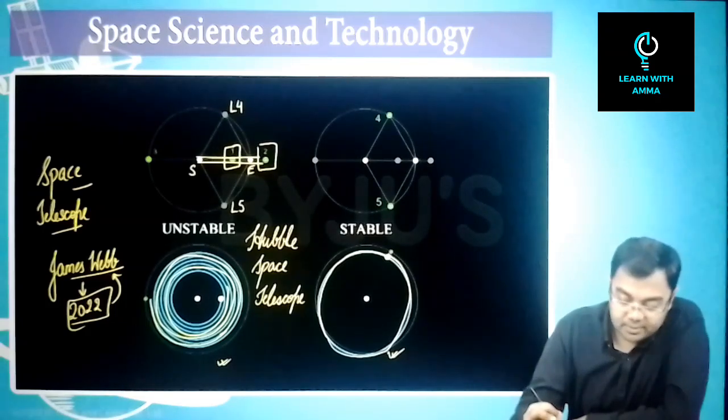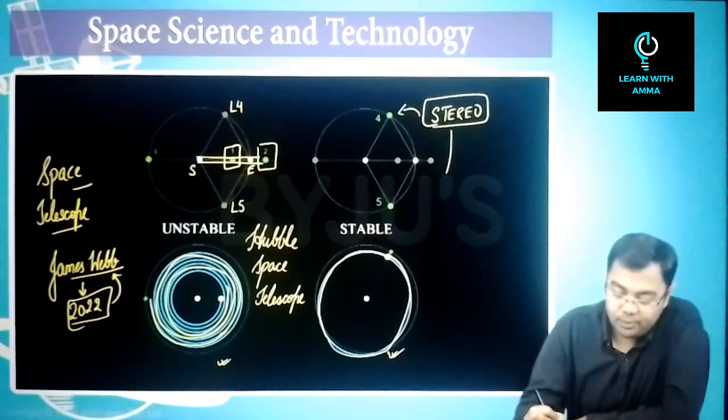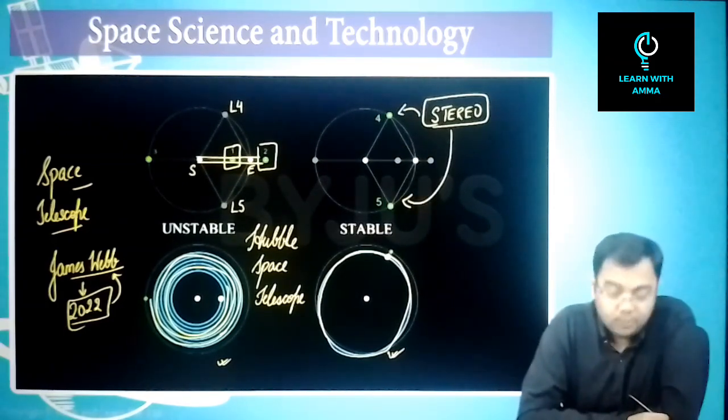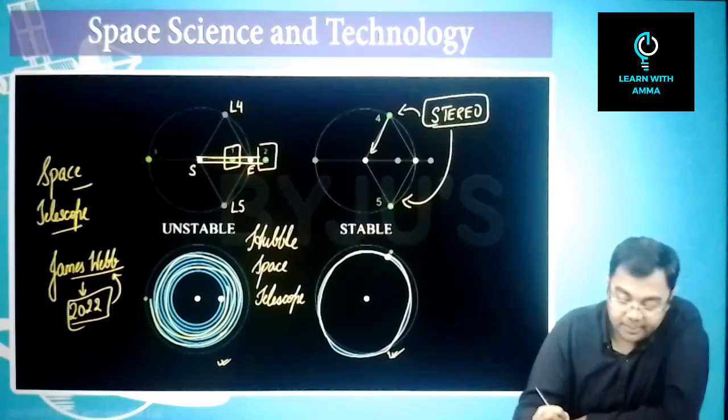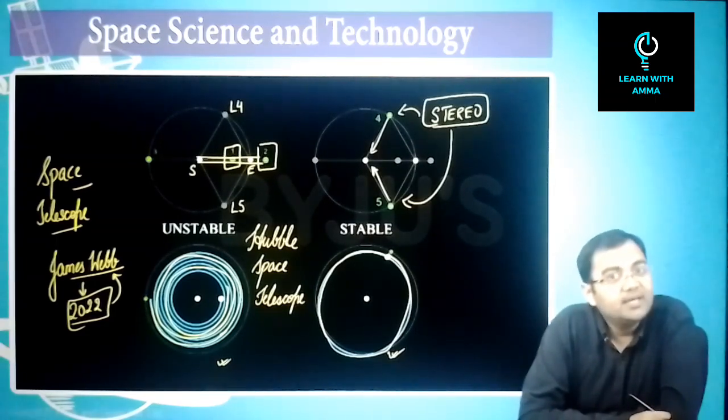So there is one NASA mission which is named Stereo. A set of two satellites, one placed at L4, one placed at L5. Why? So that it can take a three-dimensional view of the sun. For that very purpose, there are two satellites, one placed at L4 and one placed at L5.